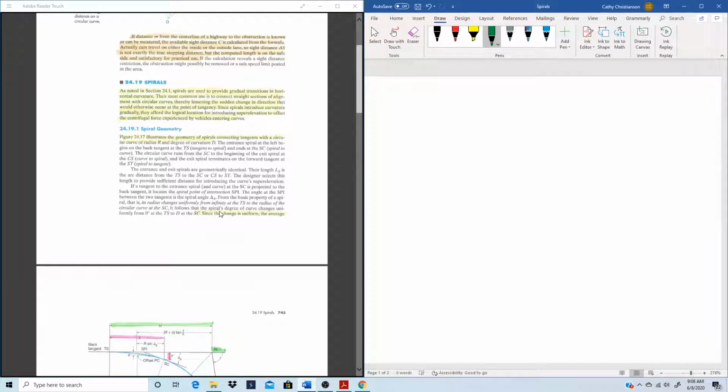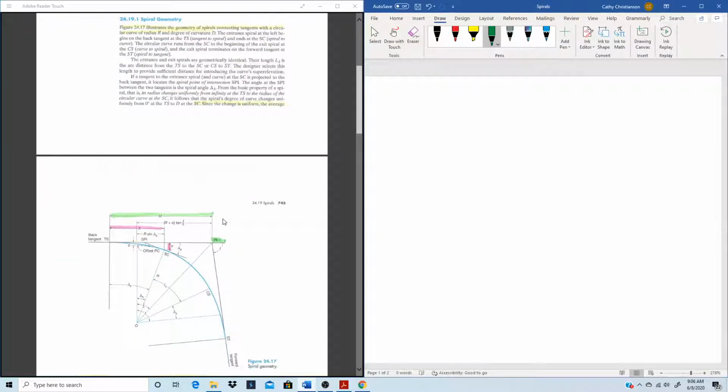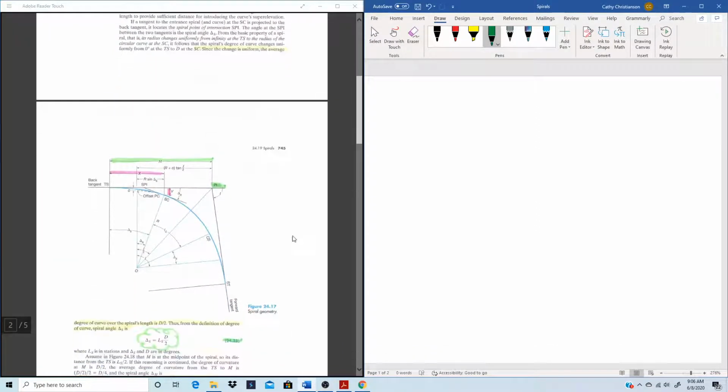So now we want to talk about some of the basic numbers that you're going to need and the equations you're going to need. So right now you'll have a PI. From the PI, you'll need to figure out H. And H gives us the station for the TS. So here's your back tangent. TS means tangent to spiral. And then you'll have a little spiral coming in. This will be your SC. So this is spiral to curve.